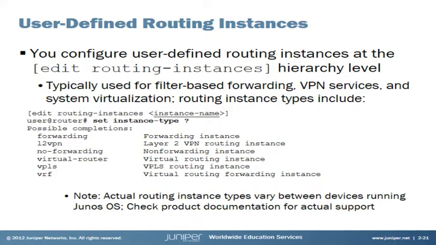There's various different types of routing instances we can create. We can create a forwarding instance. We can create layer 2 VPNs. We can create an actual virtual routing instance, VPLS routing instance. So there's a number of different things we can do. Virtual routing and forwarding instances all have different purposes, and as we go through our networking journey here with Juniper, we will get to use quite a lot of these along the way.